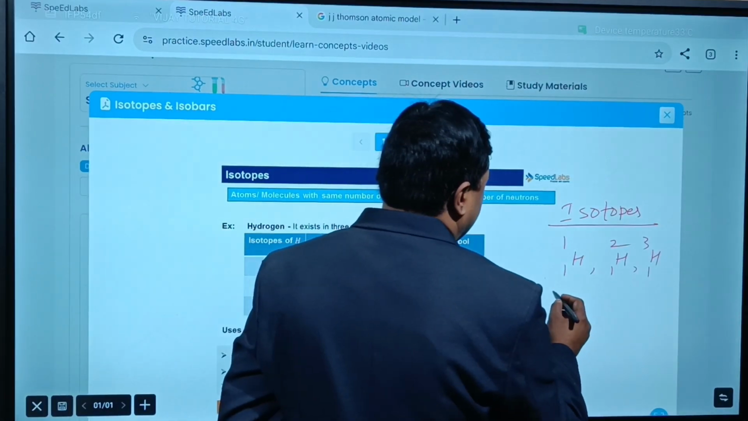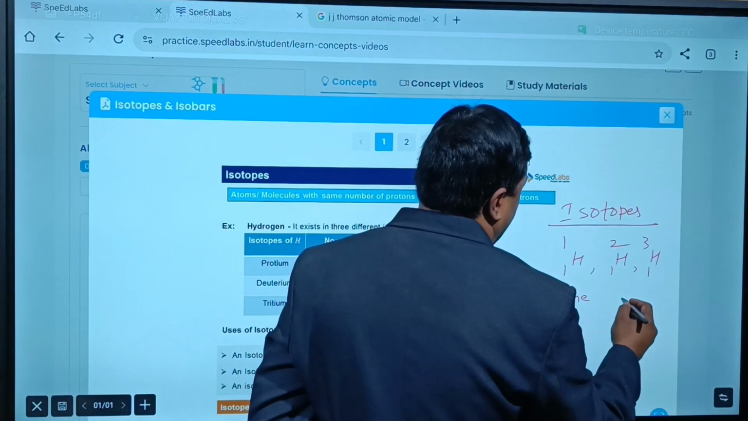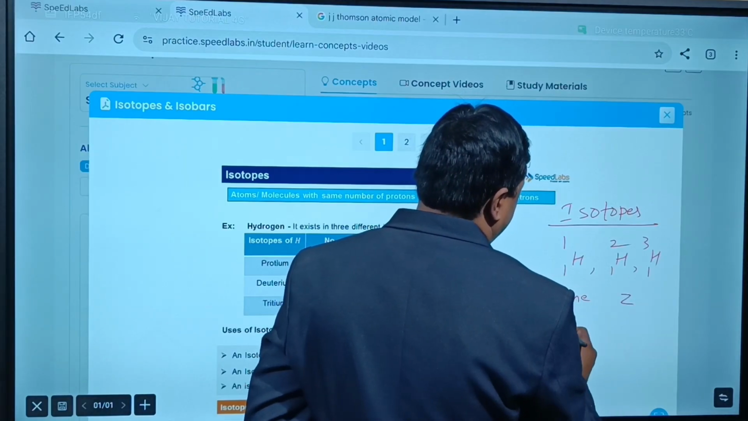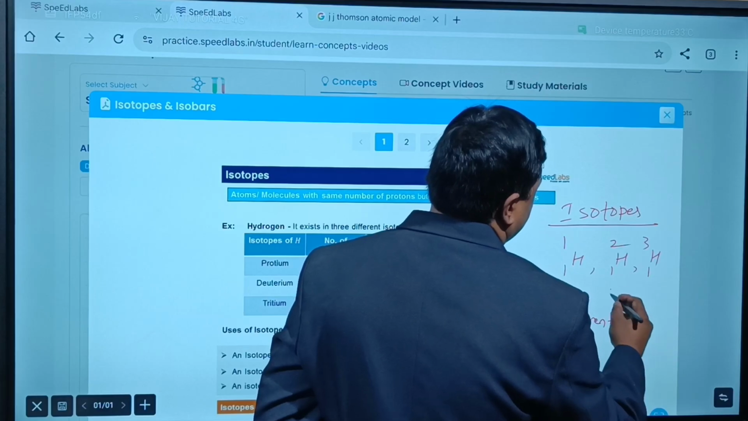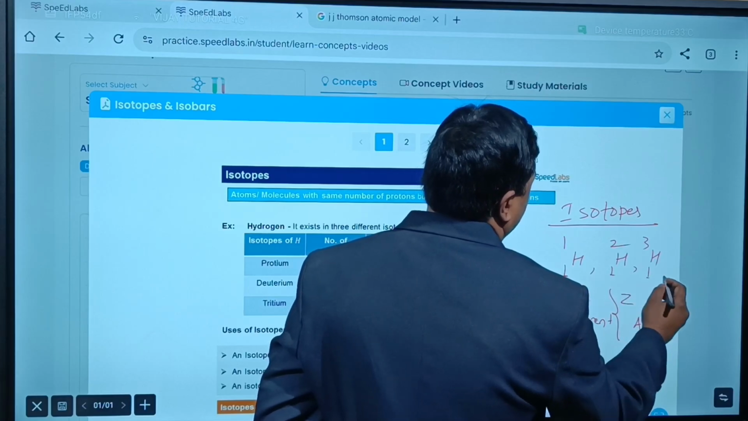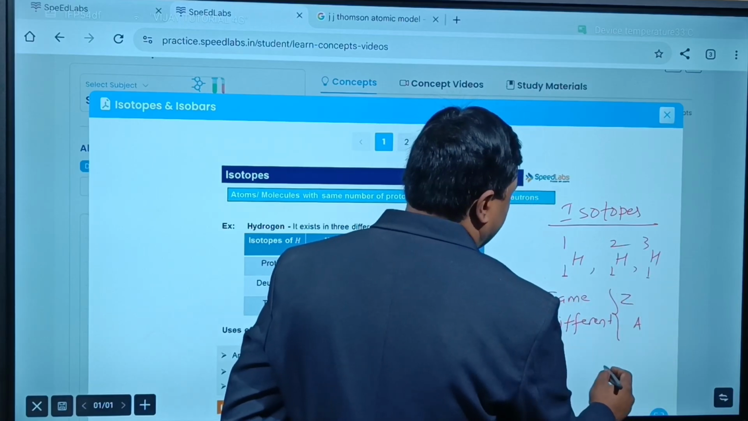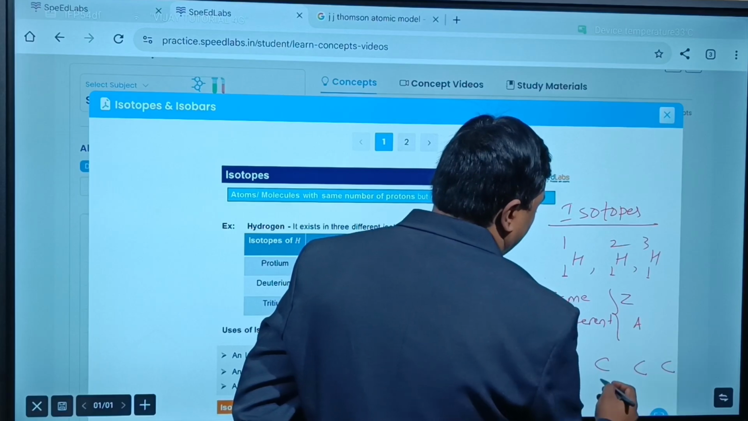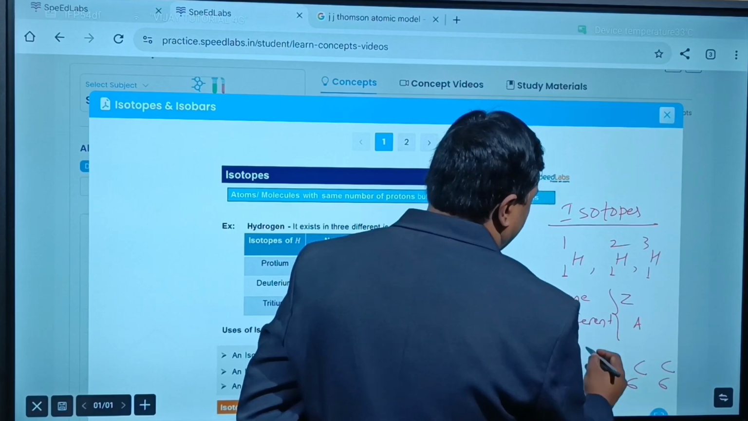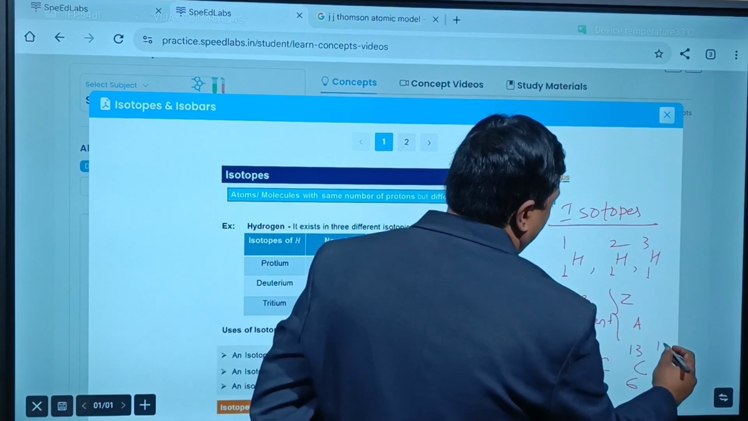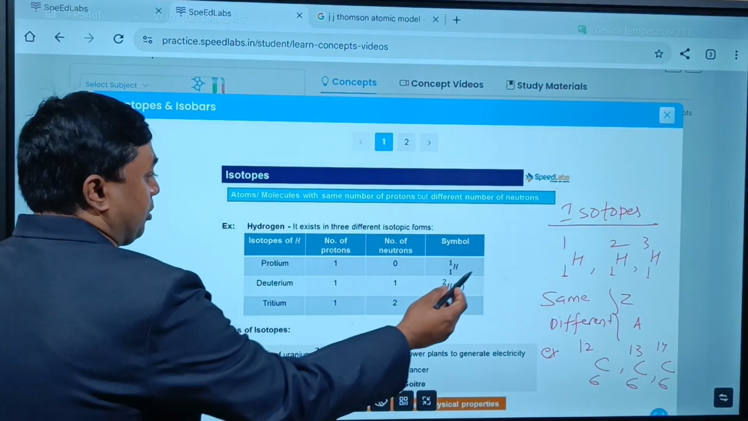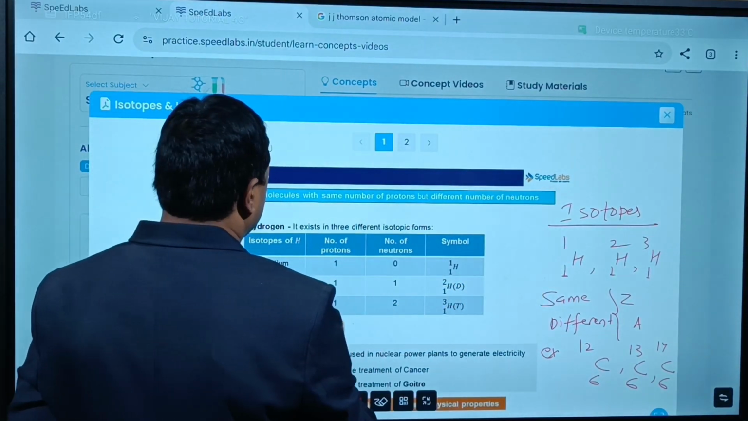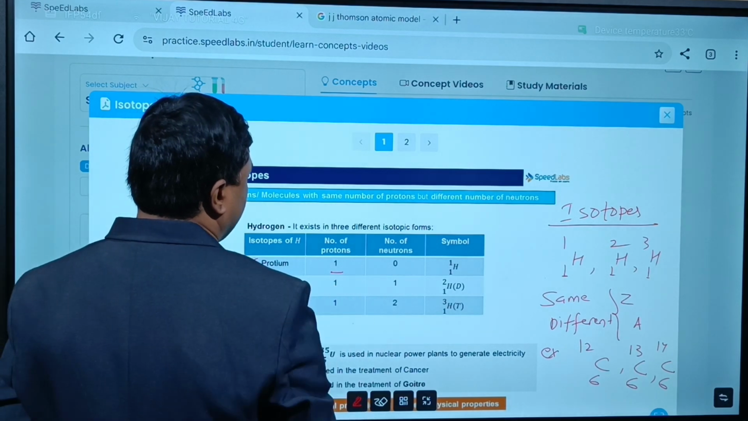What is same? Same atomic number, that is Z, and different mass number, that is A. You can see atomic number is same, mass numbers are different. Another example you can remember, carbon isotopes, atomic number is 6 and 6, mass number is 12, 13 and 14.